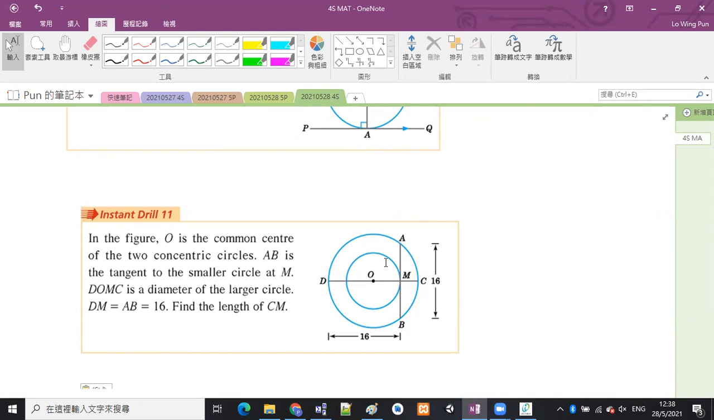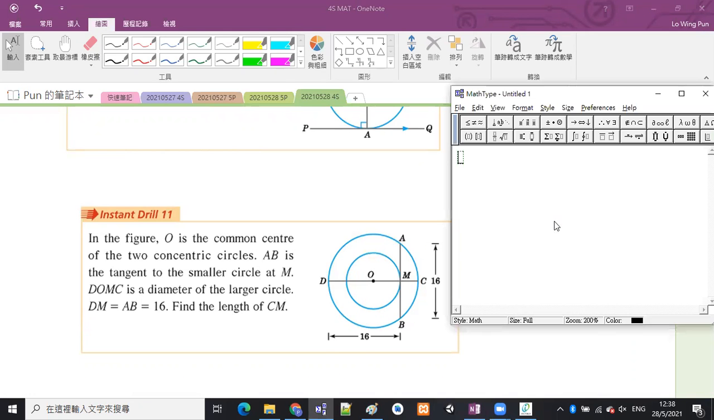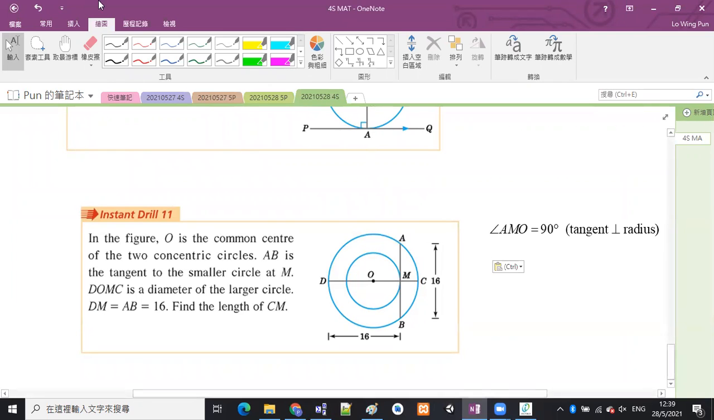I have the tangent AB of the smaller circle, where the point of contact is M. And O is the center, which means that OM is the radius of the smaller circle. So we have radius, we have tangent, and then we can have the 90 degrees here. Let's write this down first. Angle AMO should be equal to 90 degrees, because tangent is perpendicular to radius.